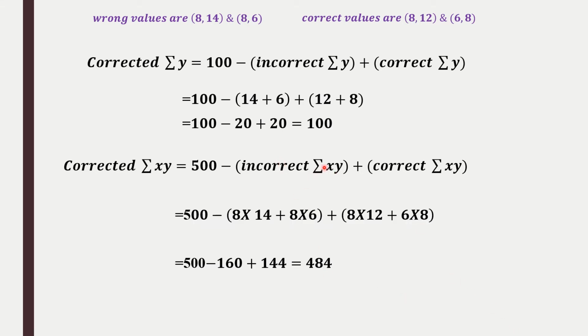So summation xy will be 500 minus 8 into 14 plus 8 into 6. These are the incorrect values or the wrong values. So we are subtracting that and then adding the correct values, that is 8 into 12 plus 6 into 8. If you simplify this, 500 minus 160 plus 144, that comes out to be 484.